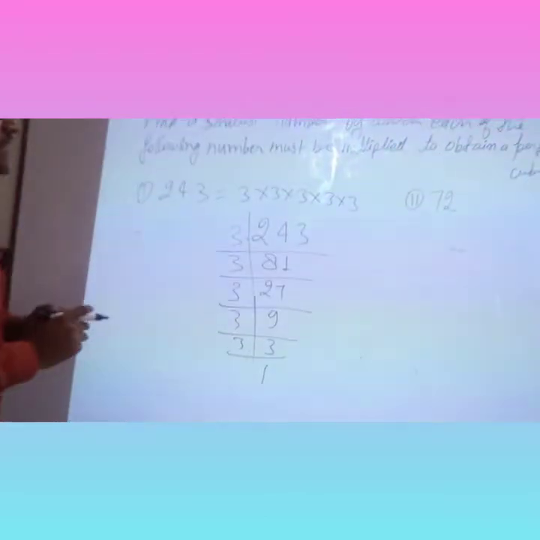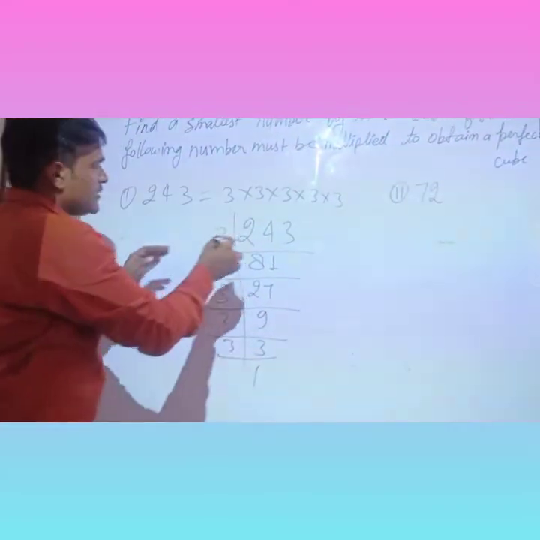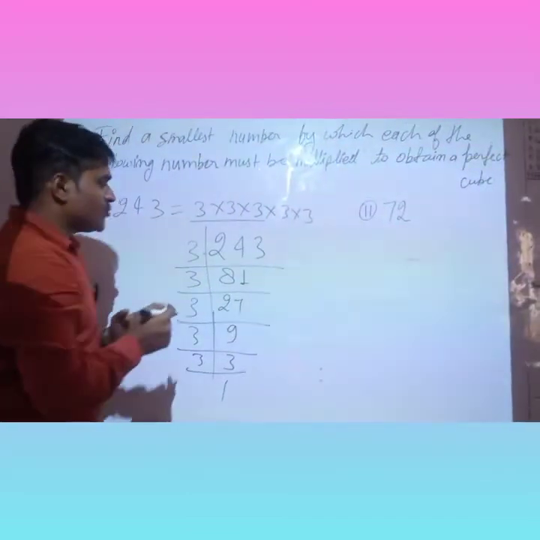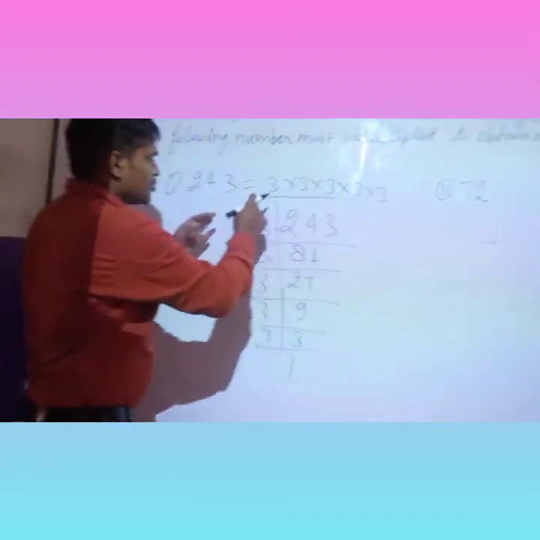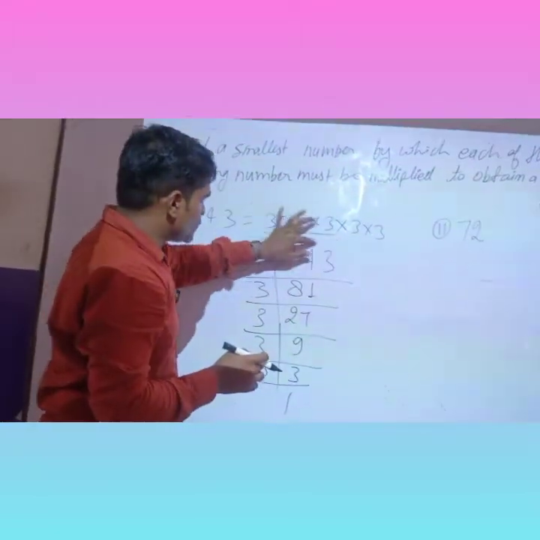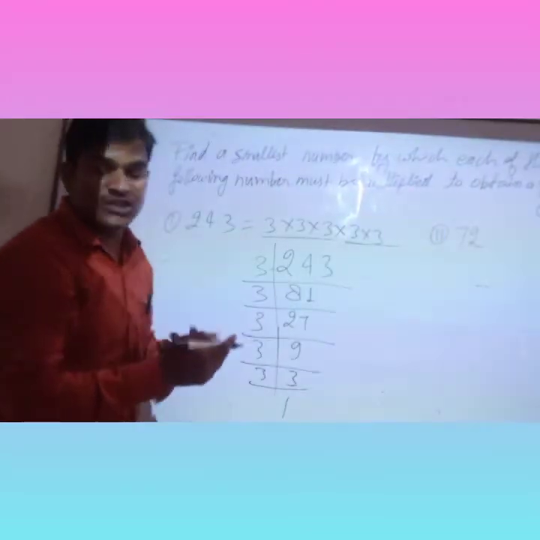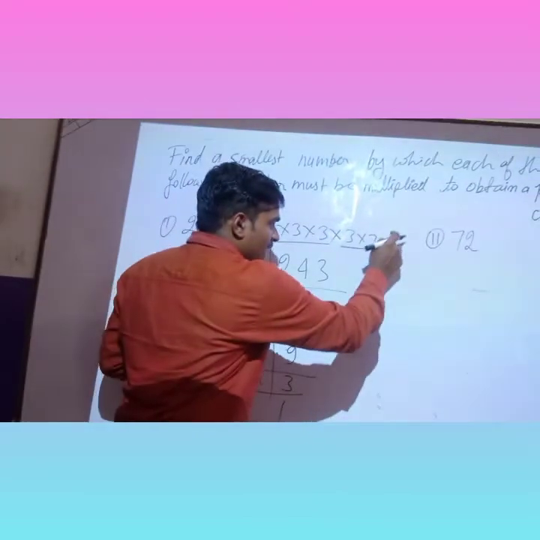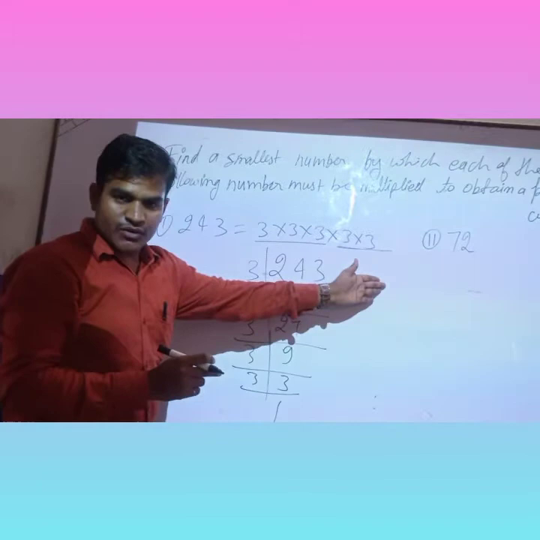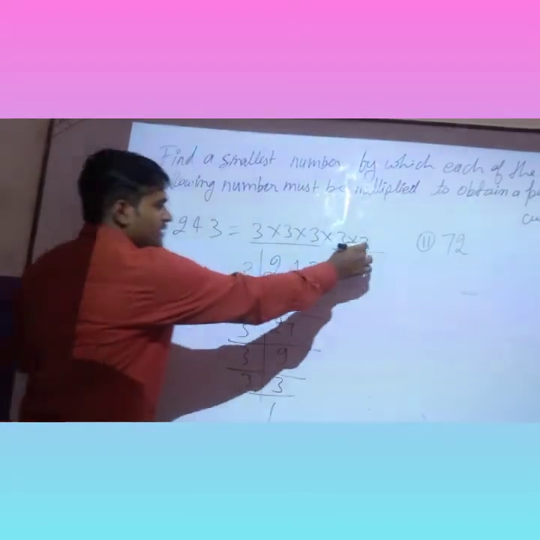So children, we have to find a number by which we must multiply to get a perfect cube. When we check whether this is a perfect cube or not, we make groups of 3's of its prime factors. Here three 3's make a group, but the other two 3's do not make a group. So we need one more 3. When we multiply by 3, we get one more group of 3's. So by which number must we multiply? By 3, because we needed one more 3.